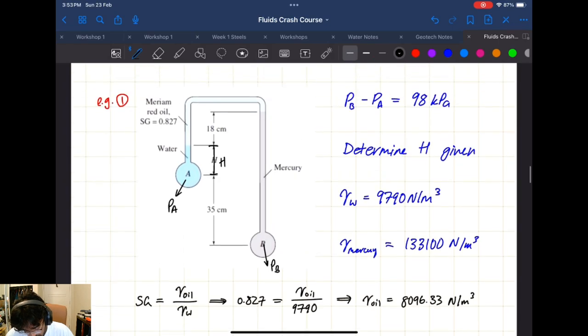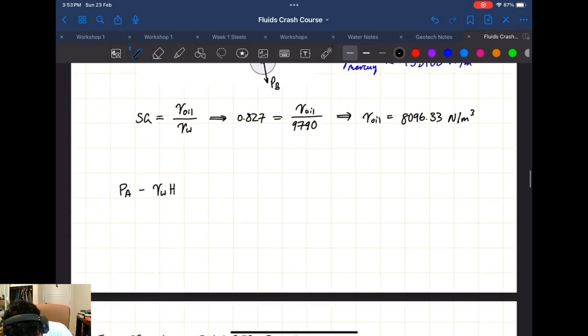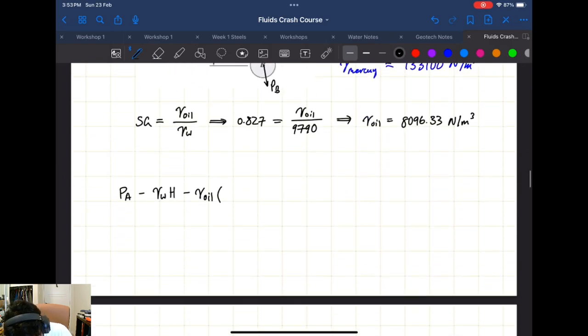So now we can actually analyze the oil. This oil starts off over here, at this purple mark, and it ends up here. So the height difference is positive again, and it's 18 centimeters. So because it's going up, it's minus the unit weight of our oil times 18 centimeters, which is 0.18 meters.